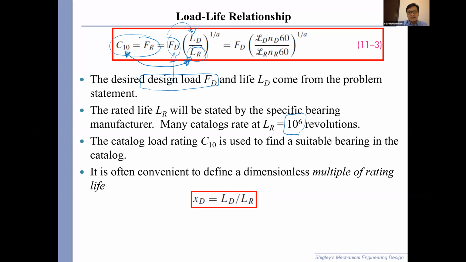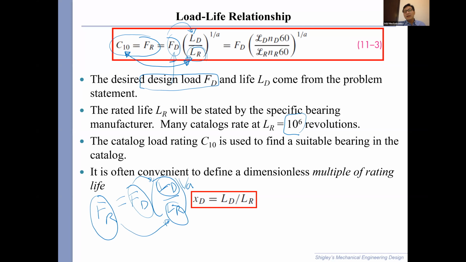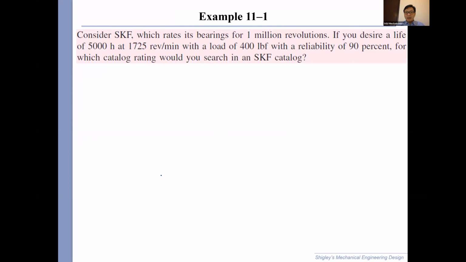This is how the equation works. So you have FR over FD equals LD over LR to the power of 1 over A. A is just a parameter, okay? With a load FR, I have a lifetime LR. With a load FD, my lifetime is LD. So this equation gives you this exchange relationship. We'll just do an example on this. Any questions so far about the concepts?